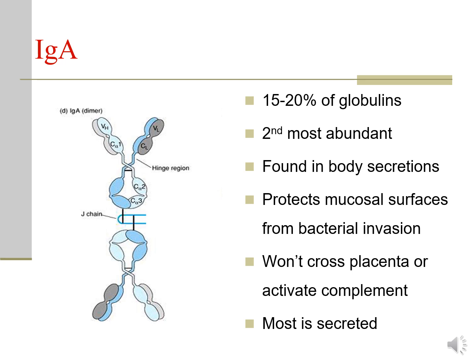IgA represents about 15 to 20% of the globulins. It's the second most abundant, even though much of it is found in places other than serum. Okay? It's found in body secretions and protects mucosal surfaces from bacterial invasion. Unlike IgG, it won't cross the placenta and it won't activate complement. Most of it is secreted in the dimer form in saliva, tears, and mucous membranes.